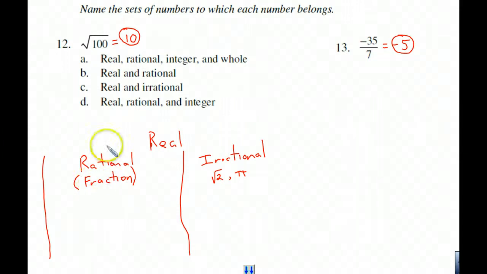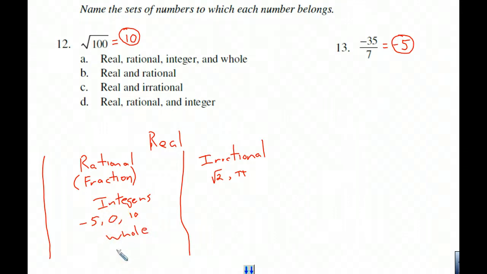And special types of rationals, well, if they're not any random decimal, but just a nice whole number, positive, negative, then they're going to be an integer. Okay, so we have integers, which are like -5 or 0 or in this case 10, and then you have whole numbers, which are kind of like the integers but just 0 and above. So whole numbers would be 0, 1, 2, 3, and so on. So for this particular problem, 10 would be considered a whole number and an integer and a rational number.